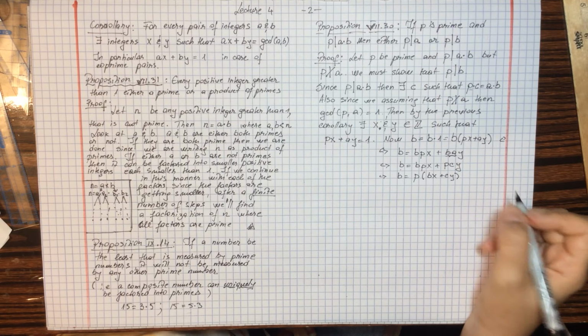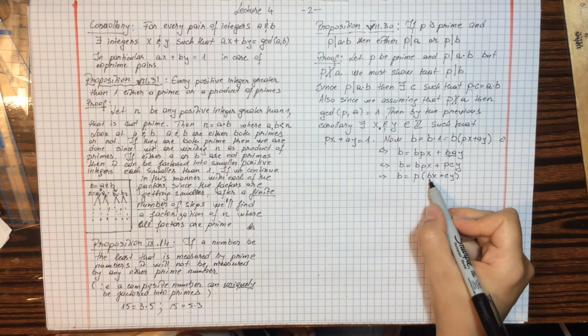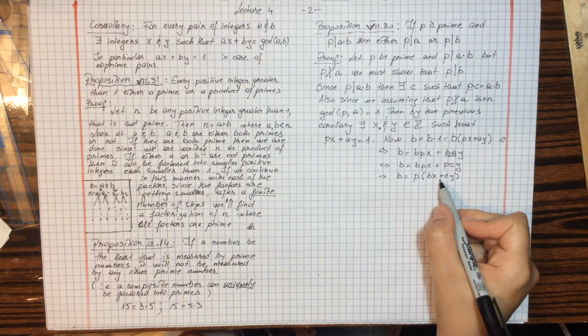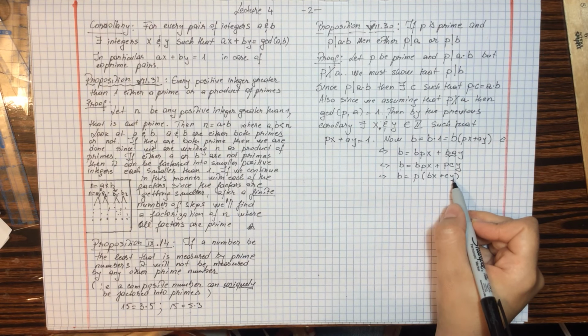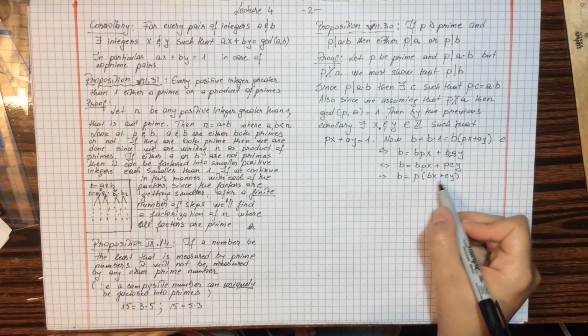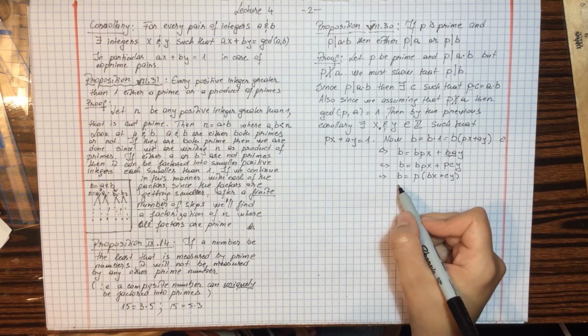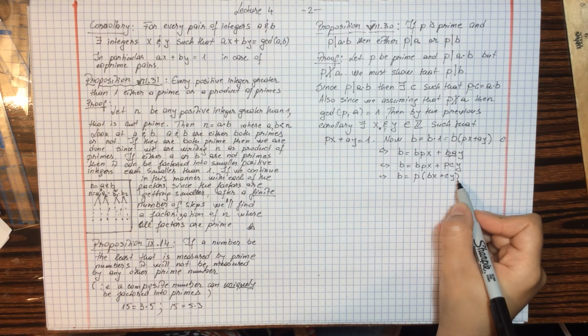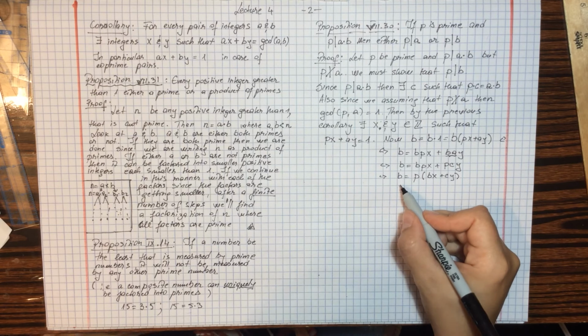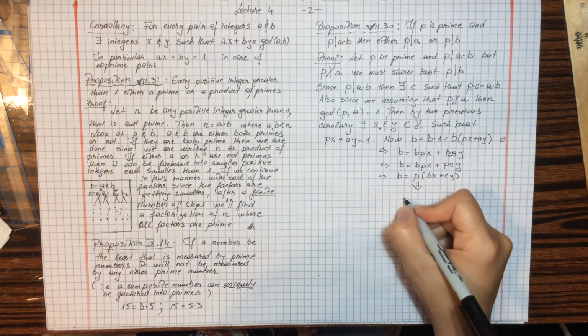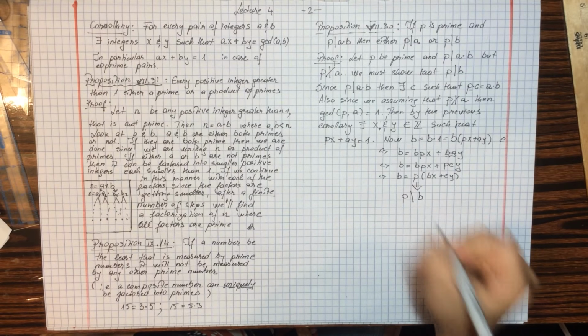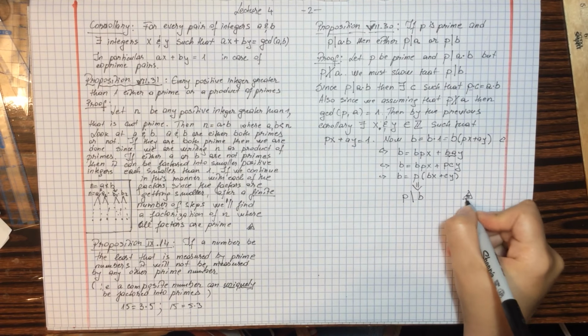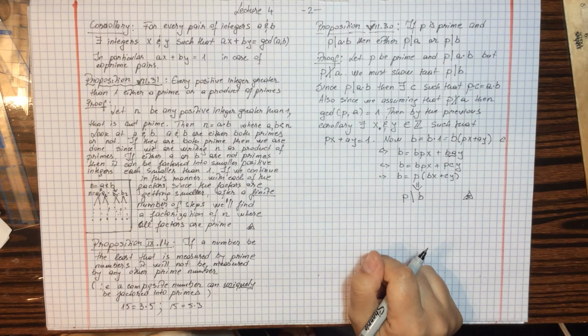Well, what does that mean? B is an integer, x is an integer, C is an integer, y is an integer. Multiply them together, add them together, you get some other integer. So at the end of the day, you're saying B is equal to P times some other factor. That means that P divides into B evenly. So this means that P divides B. And that's exactly what we wanted to show.